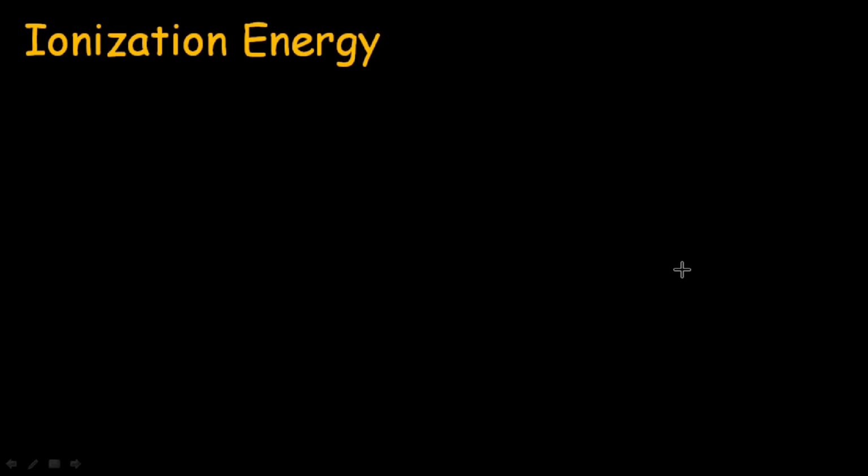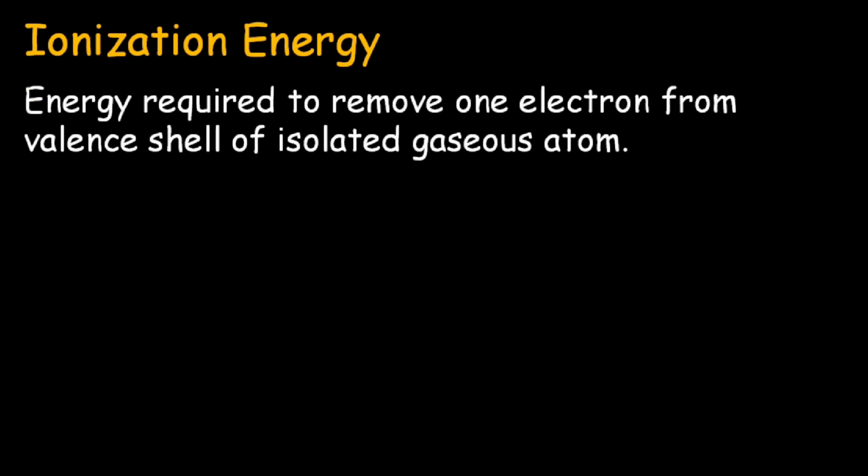Now let's talk about the ionization energy, which is the energy required to remove one electron from the valence shell of an isolated gaseous atom. Valence shell is the outermost shell that can have at least one electron. Ionization energy results in generation of cations. We can determine the energy that is required to remove one electron from the valence shell of an atom by converting it into the gaseous state, because in the gaseous state, we suppose that the atom is free from external forces.